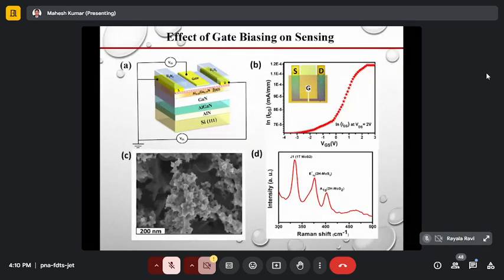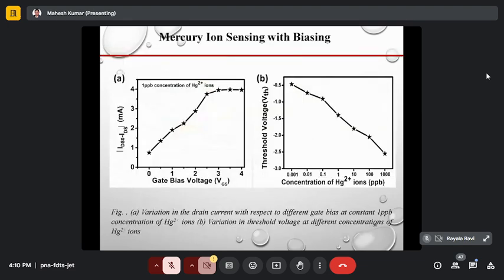And again, one more thing we have used here, that is the gate biasing. By applying the biasing also, we can improve the sensitivity of these materials. Now by Raman spectroscopy, we confirm this material has both phases, 1T and 2H. And then we have decorated particularly on the gate region, and here we are also applying the gate bias.